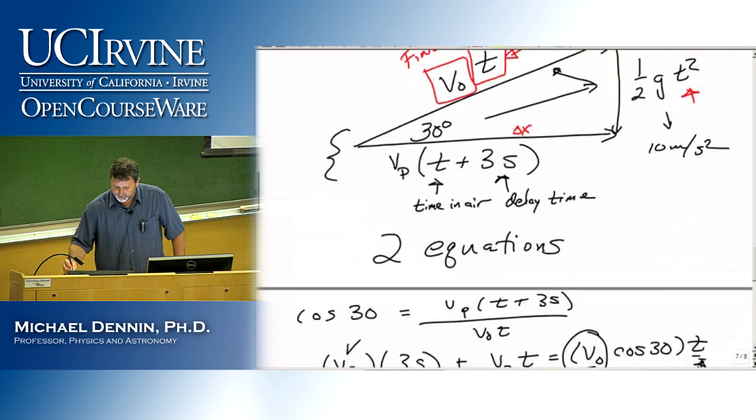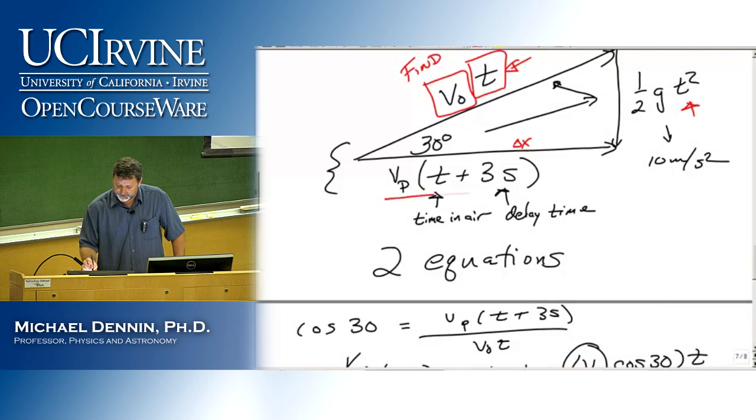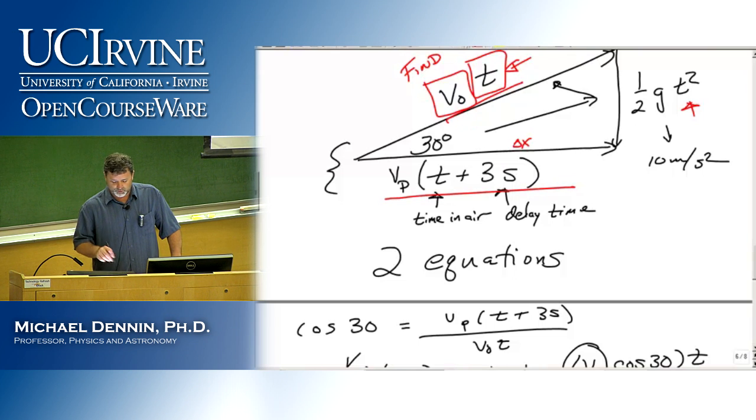The picture that disappeared. So the cosine of 30 was the adjacent over the hypotenuse. The one we've done, we'll do that a lot. That'll show up a lot.